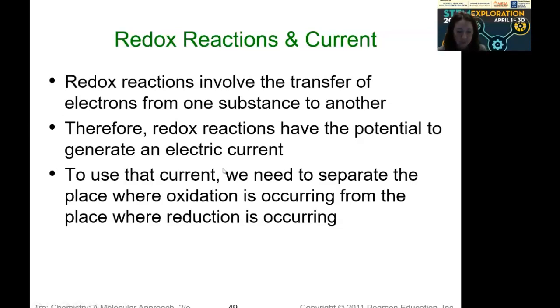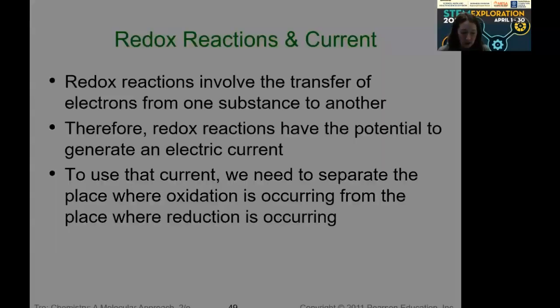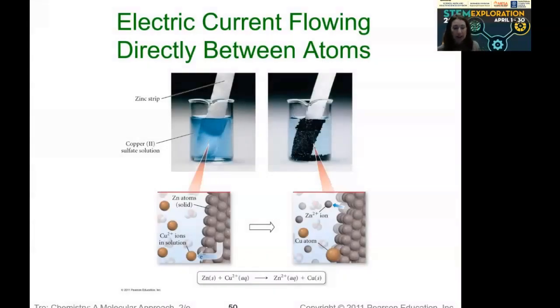So what we're now going to talk about is the current created by redox reactions. I'm going to show you a redox reaction that doesn't use the current, then I'm going to show you how we can actually use the current of oxidation reduction reactions. So we're going to look at this reaction. This is just a strip of zinc, so it's just zinc metal, and it's sitting in a copper 2+ solution.